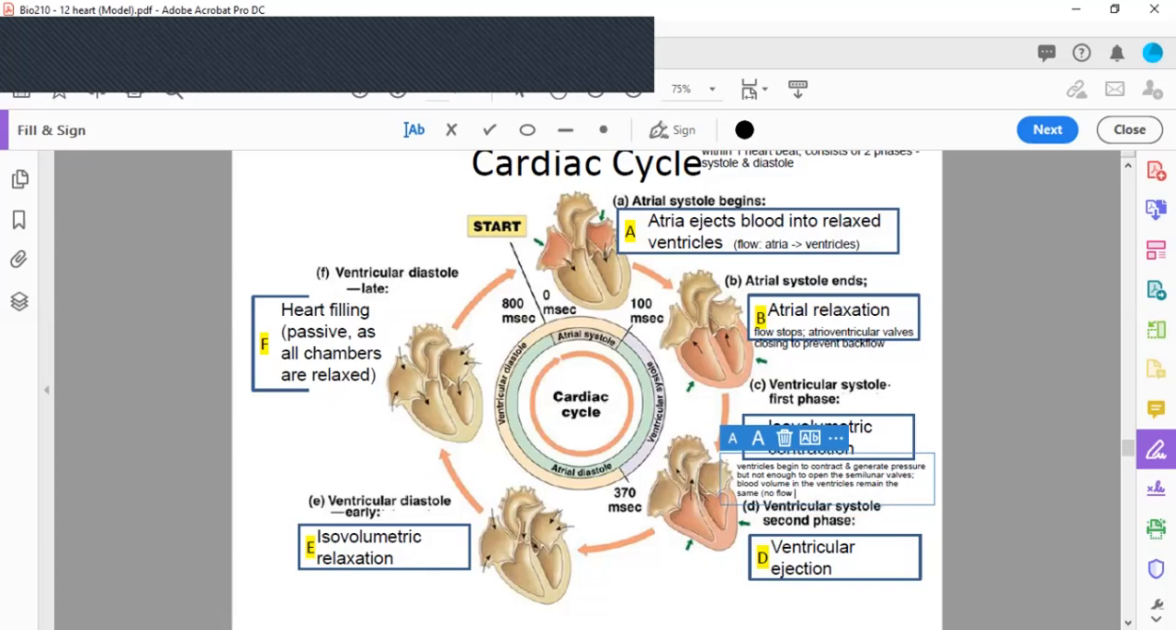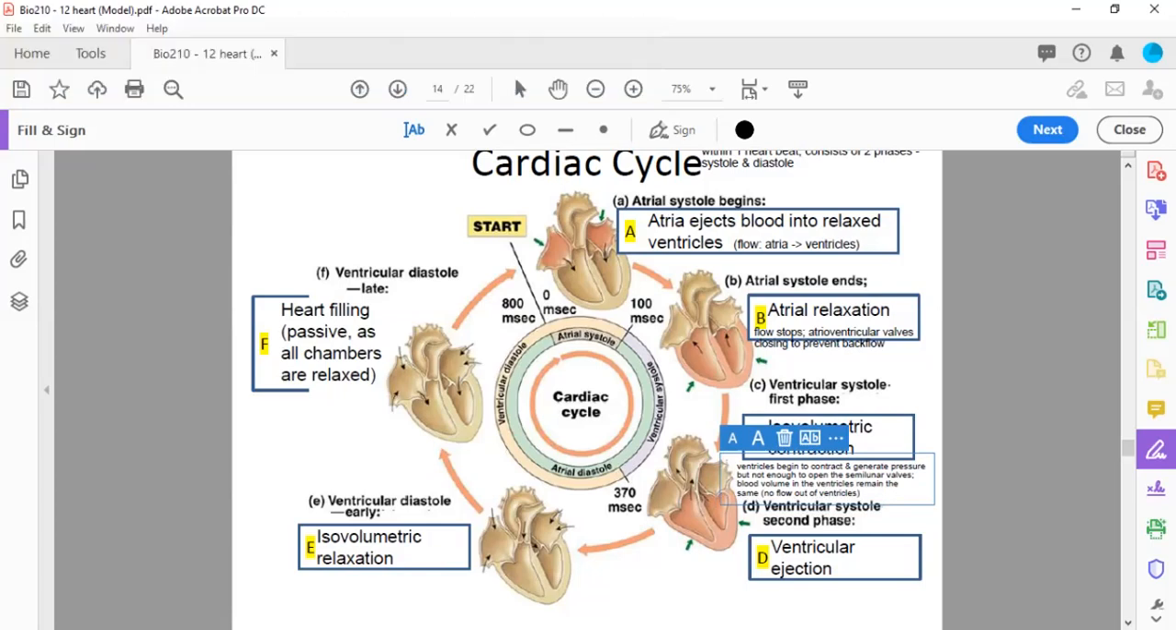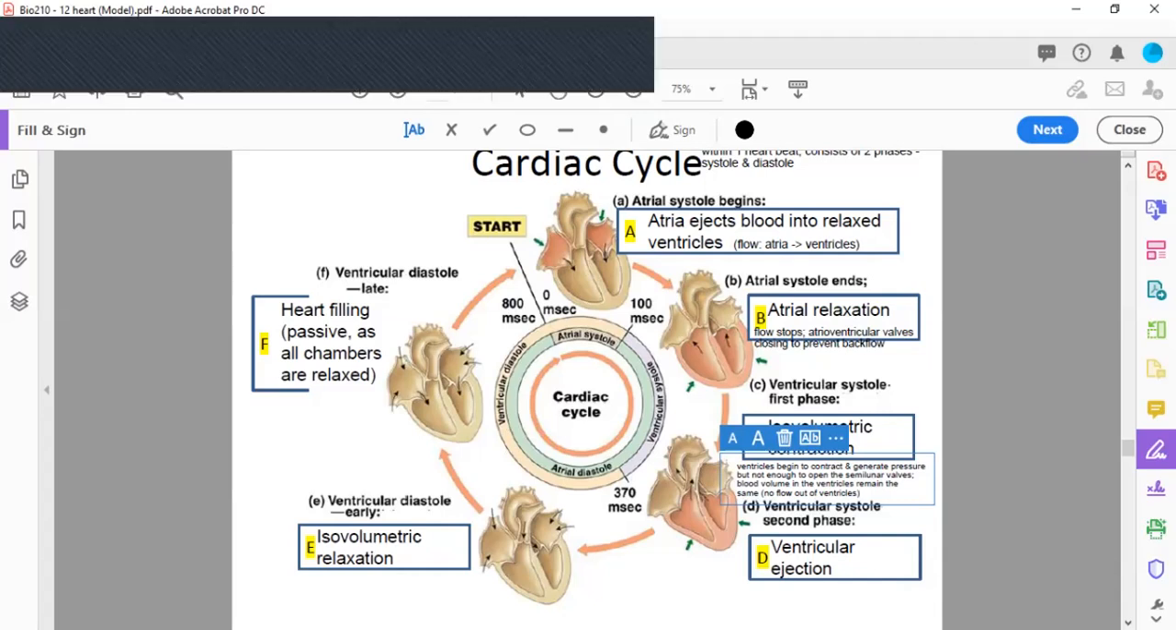There you go. So there's no flow out of the ventricles. Once again, this is the isovolumetric contraction. What that means is the ventricles begin to contract and produce pressure, but the pressure is not high enough to open the semilunar valves, which means the blood volume in the ventricles remains the same. There's no blood flow out of the ventricles, so the volume remains the same.